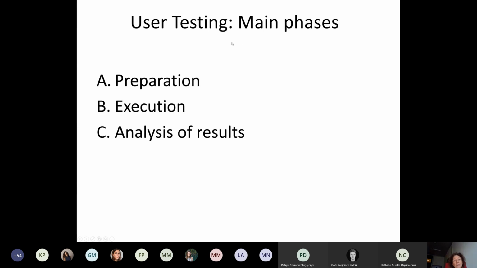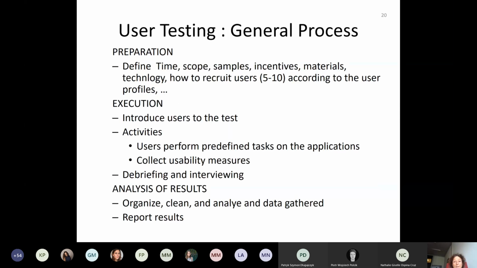The three main phases in user testing: preparation, execution, analysis of results. That is typical, by the way, of any study. You plan, you do, and you analyze. Preparation means define your timing, define the materials that you need, how to set up the technology, how to recruit the users.